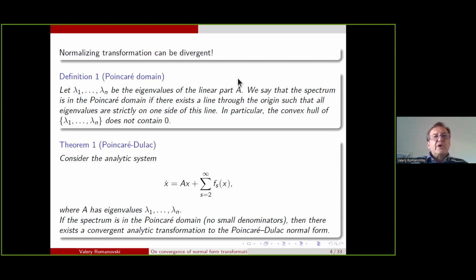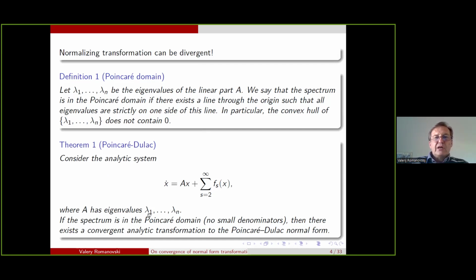We say that lambda 1, ..., lambda n are the eigenvalues of our linear part A. And we say that the spectrum, so it means these numbers, is in the Poincare domain if there exist lines through the origin such that all eigenvalues are strictly on one side of this line. In particular, the convex hull of these numbers does not contain 0. And then we have a theorem which is due to Poincare and Dulac.